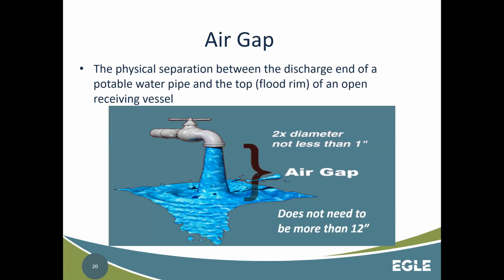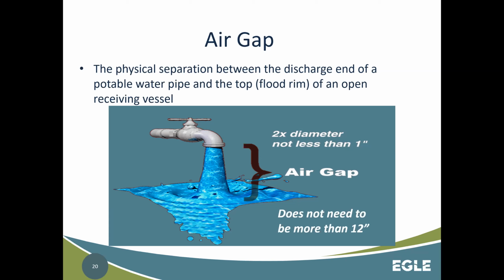So an air gap is exactly what it sounds like. An air gap is a physical separation of the water system to the water where it's going, the non-potable source. There's a disconnection between potable and non-potable. It's a physical air gap.